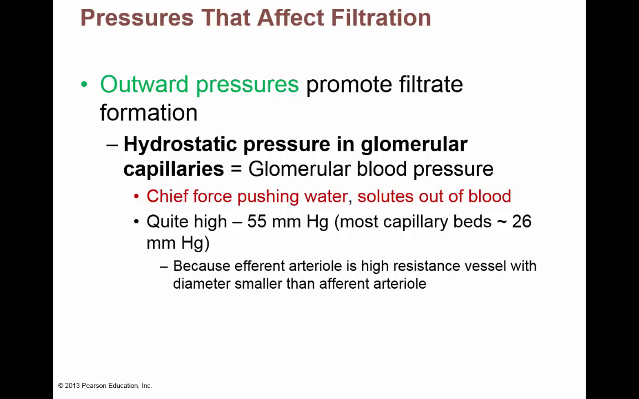Most capillaries have a blood pressure of only about 26 millimeters of mercury. That's a pretty low blood pressure, considering normal blood pressure in your arteries is like 120 over 80. Most capillary beds have a blood pressure of around 26, low blood pressure. Glomerular blood pressure is around 55, so it's a higher blood pressure. Again, we're trying to get stuff out of the blood and make it into urine. Part of that is because the efferent arteriole is a high resistance and it's smaller in diameter than the afferent.